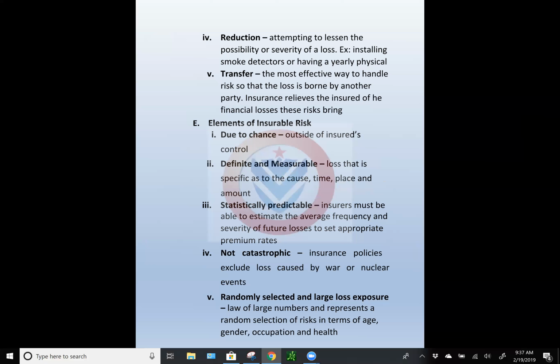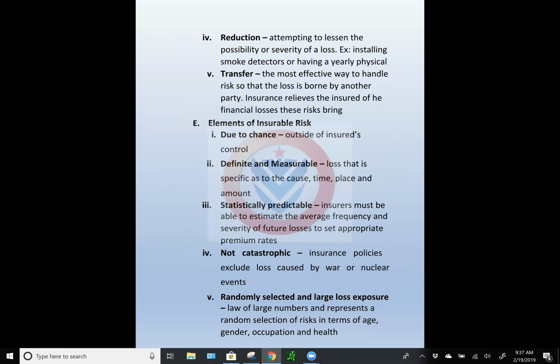Next, we need to know the elements of an insurable risk. So for a risk to be insurable, it has to have these elements. First, the loss must be due to chance, something that is outside of the insured's control. Next, the loss must be definite and measurable, a loss that is specific as to the cause, time, place, and amount.